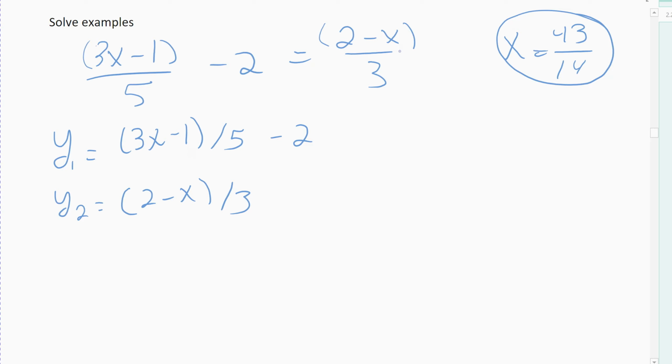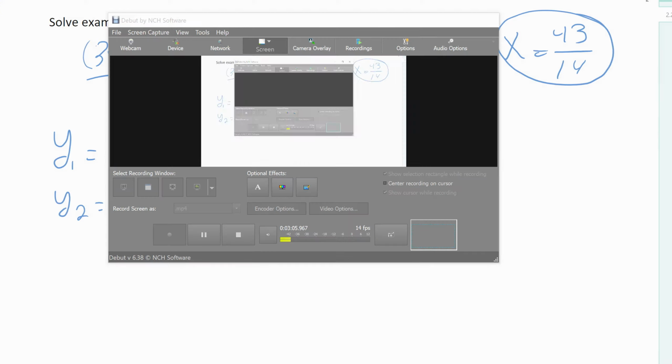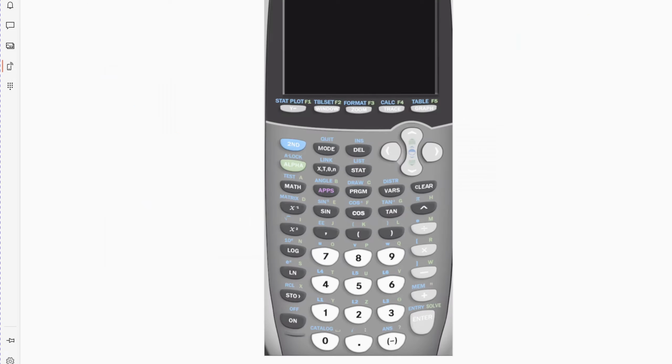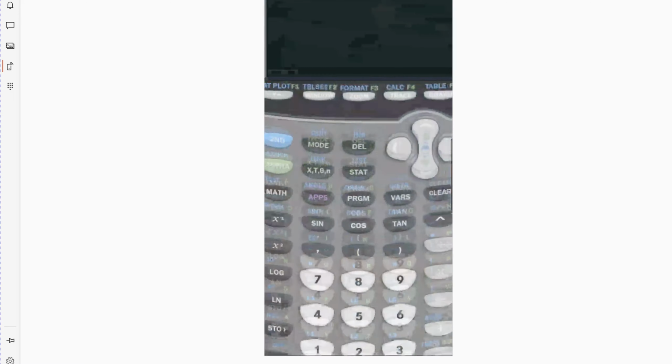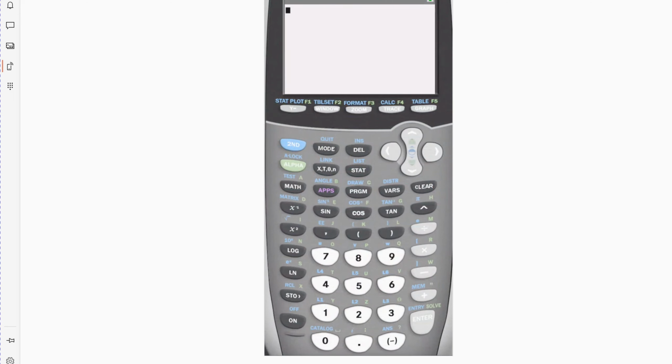Now I'll pop up my calculator and show that. Oops, that's not my calculator. There's my calculator. Oh, my calculator is not connected. Well, let's see if it'll connect here. All right, there we go. Sorry about that. It kind of timed out, I guess.